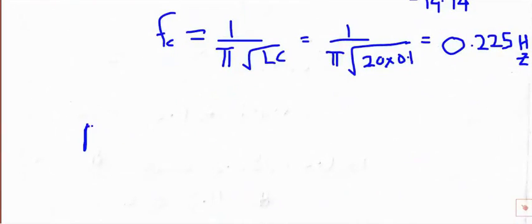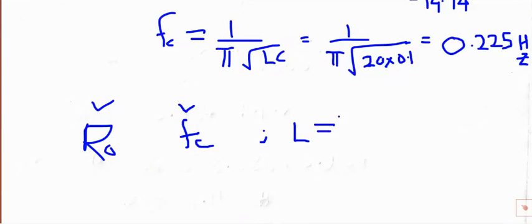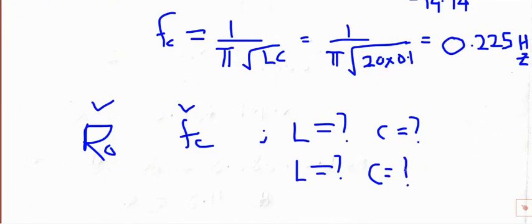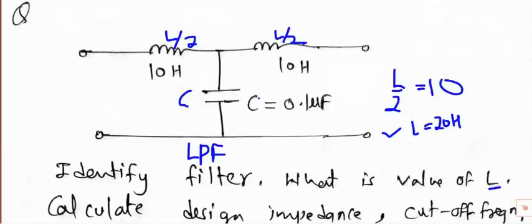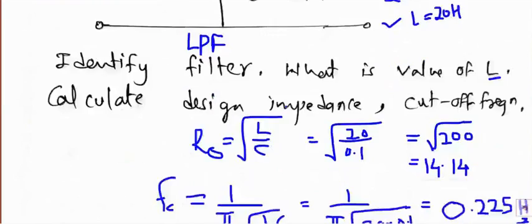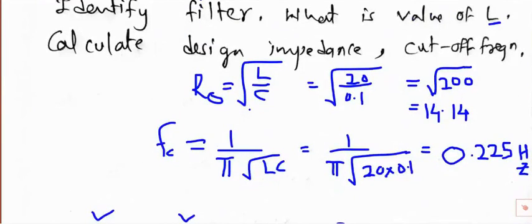In that, R0 will be provided, cutoff frequency will be provided, and what is the value of L for low pass filter, what is the value of C for low pass filter, what is the value of L for high pass filter, what is the value of C for high pass filter. This type of questions are possible. So only thing is that you must remember the circuit diagram, you must remember the diagram. The next thing is that you must remember the formulas. Okay, chalo, next question.